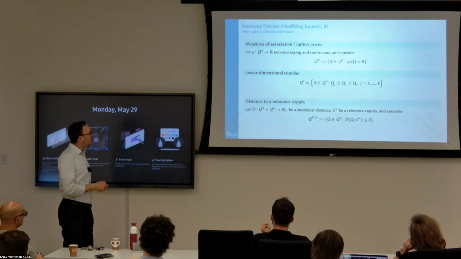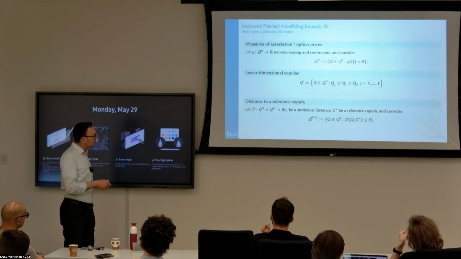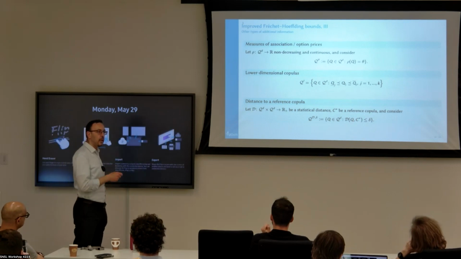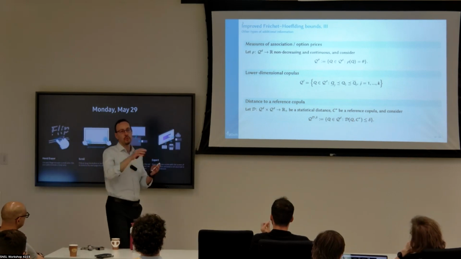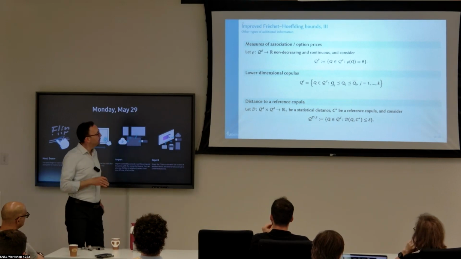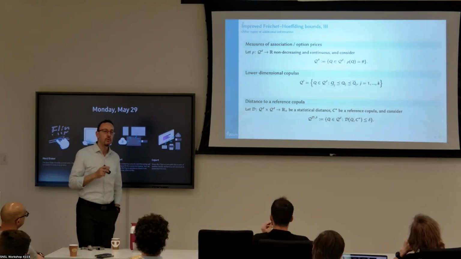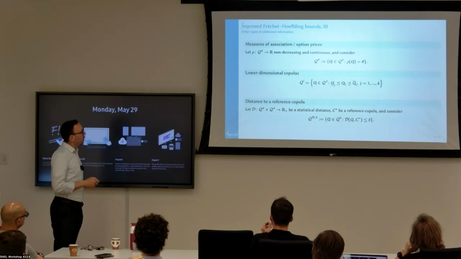And finally, you can also incorporate information of the following form. You have some reference copula that you have estimated, for example, from your data. You take some statistical distance, and then you can compute upper and lower bounds with respect to all copulas Q that lie within some distance delta from your reference copula. So this is some sort of confidence interval around a given copula.